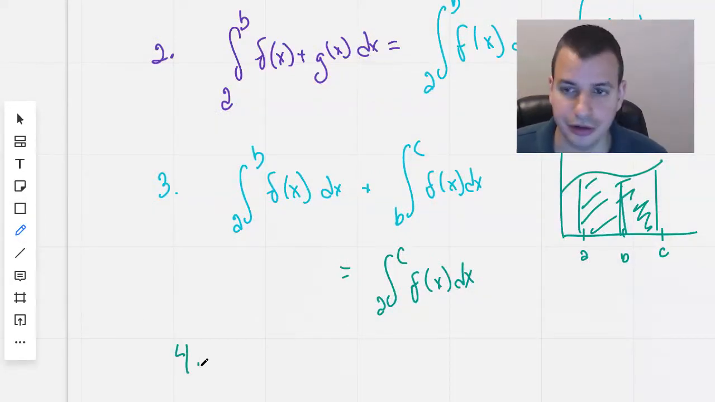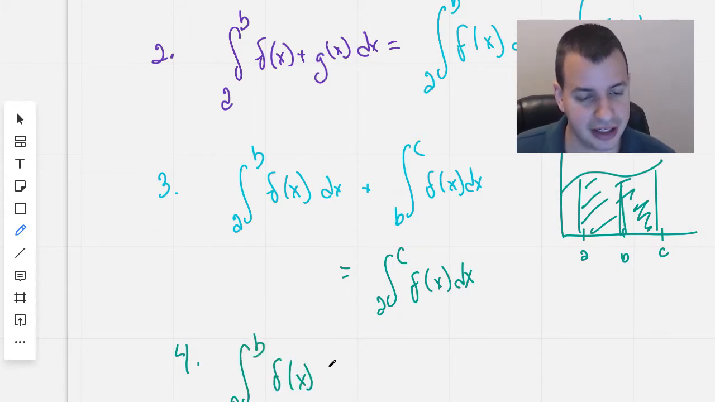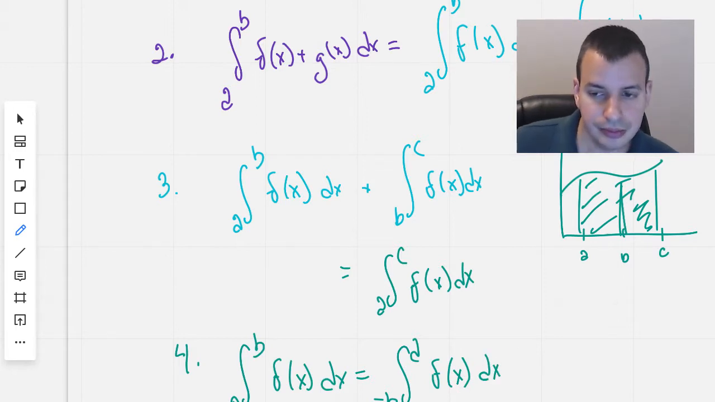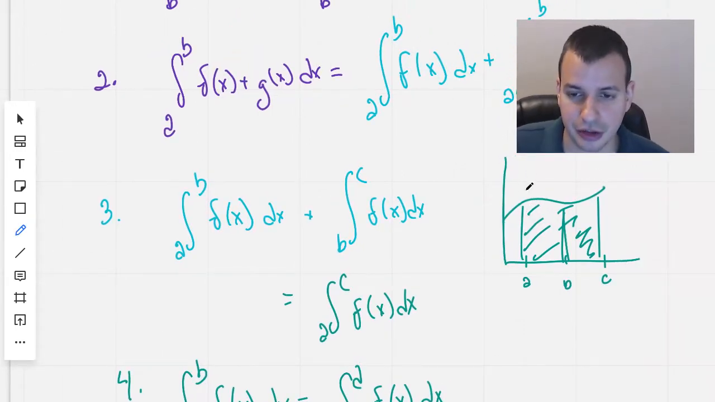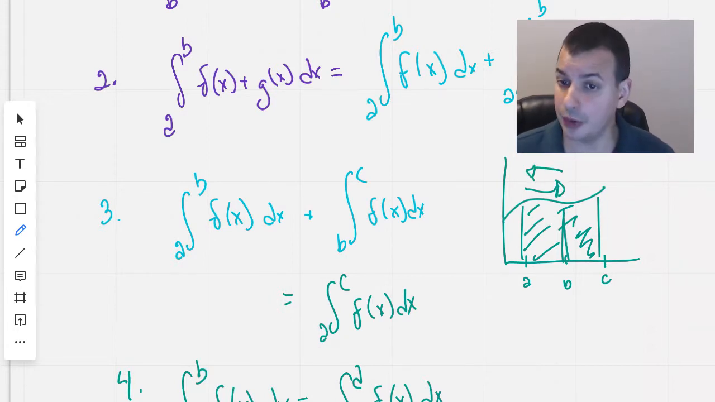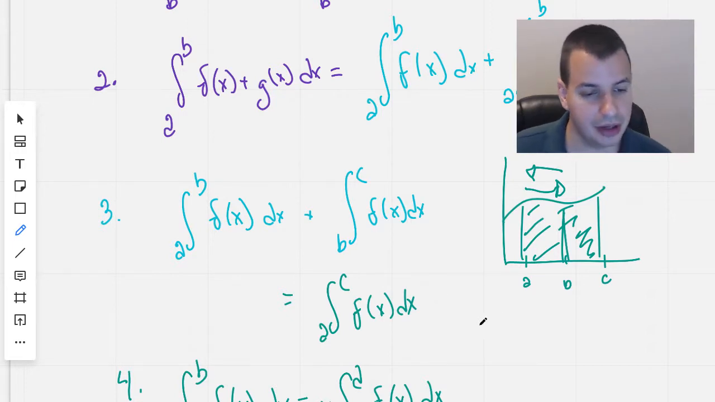Let's go for number 4. This one's a little bit less intuitive, but we've already seen it before. So I'm going to say that the integral from a to b of f of x dx equals negative the integral from b to a of f of x dx. So this is just saying that if you make rectangles going this way, it'll be the opposite if you have rectangles going that way. And the negative sign should be up there.